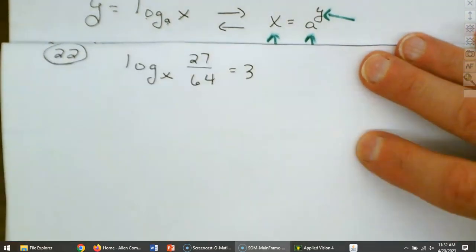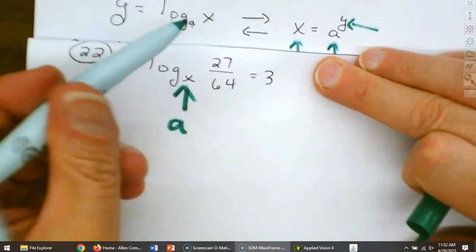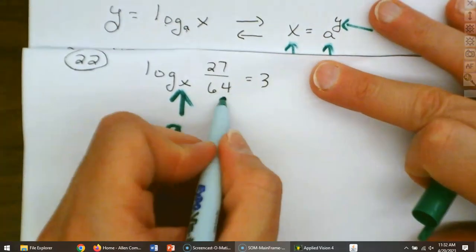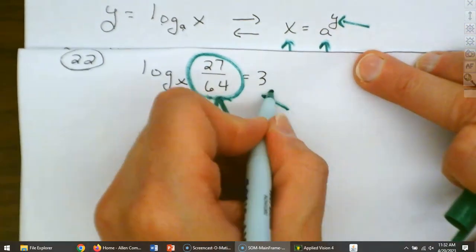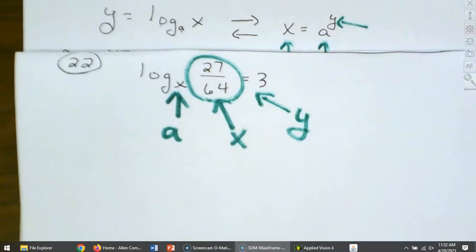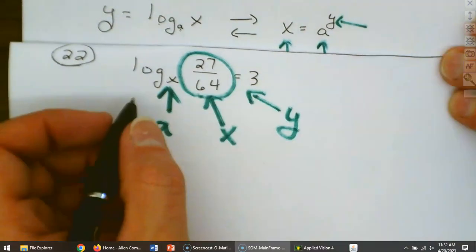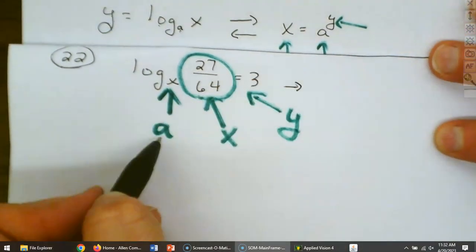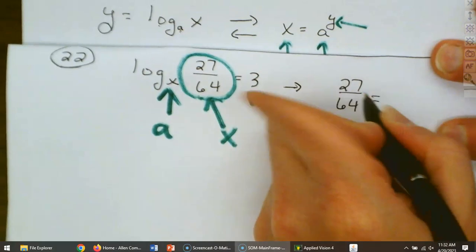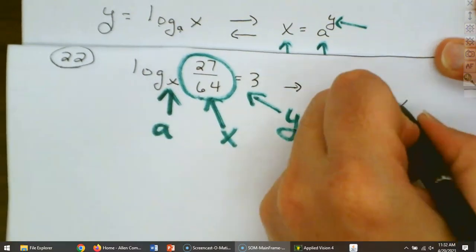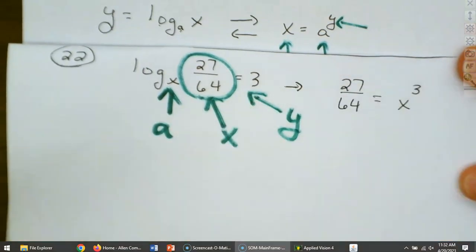So, what do we know? What are our pieces? Well, this x, that lines up with the a. This, the whole part, is your x. And this 3, well, that is your y. Rewrite it and see what we have. So when I rewrite it, we have 27 over 64 equals a, which is the x power. And what was my y? Y is 3.